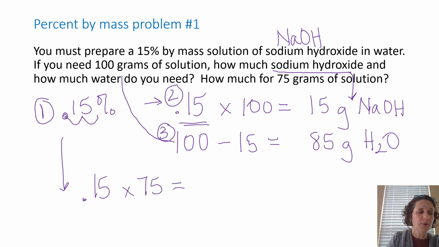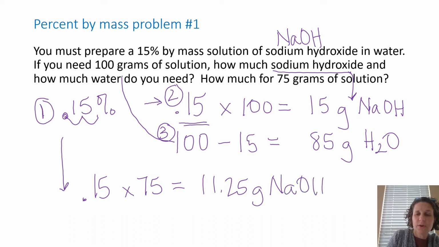And 0.15 times 75 is 11.25. And that's grams of NaOH. Okay, so that's how much of the solid I would need.